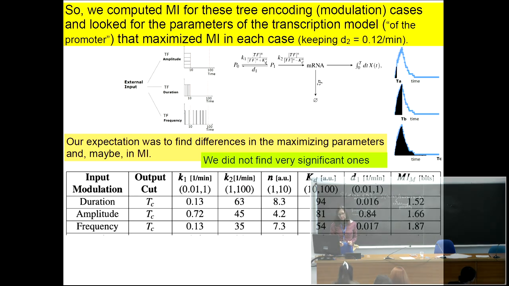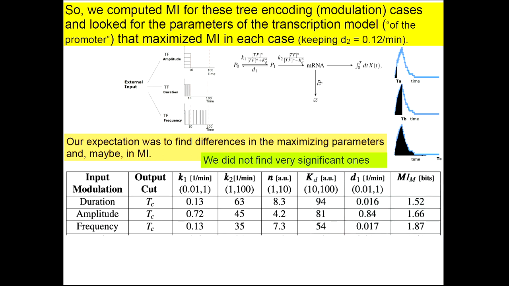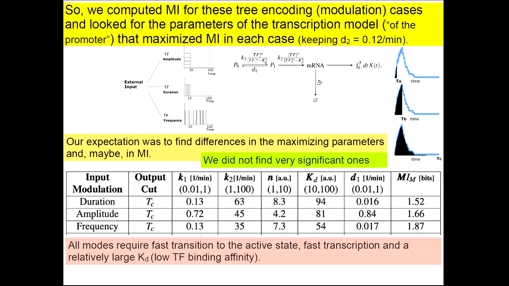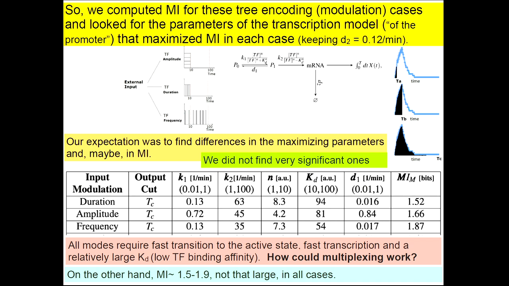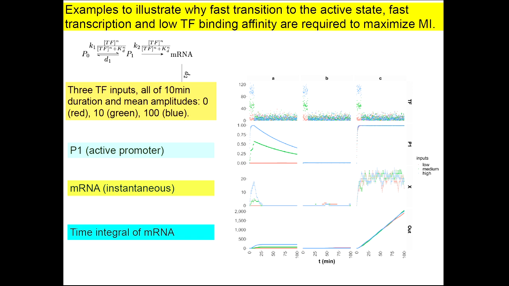We found that the parameters that maximized the three ways of encoding the external world were more or less in the same ballpark of values. And also the maximum information was not that different. It was between 1.5 and less than 2 bits. And so then we said, well, how could multiplexing work if the optimal parameters are more or less the same for all the modulations? Sorry, Silvina. Yes, yes.